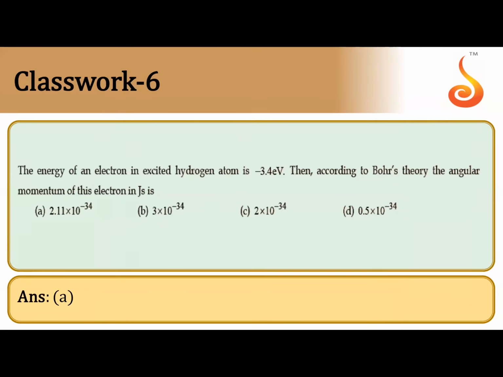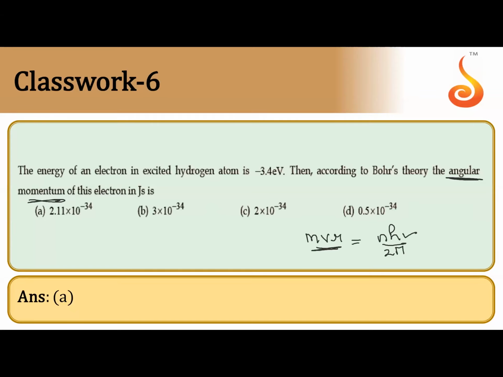Coming to the next question here. The energy of an electron in an excited hydrogen atom is given, in electron volt. And according to Bohr's theory, you need to find out the angular momentum of this electron. Angular momentum is mvr. It is equal to nh by 2 pi.